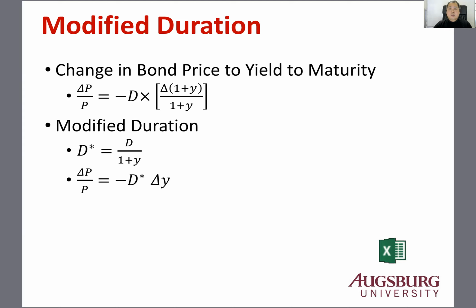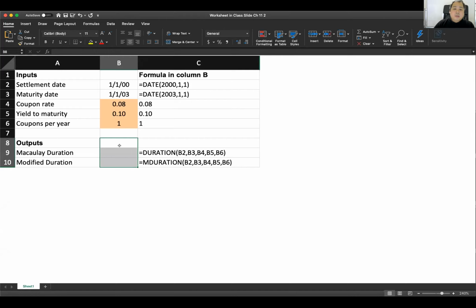So I'm going to show the spreadsheet. Here, now we have a little easier function for duration. For the bond's duration, the settlement date, this is 3 years, so we can easily formulate the 3 years from 2000 to 2003. You don't have to do it this way, but this is probably the easiest. This is a 3 year, 8% coupon, 10% yield bond. Coupon per year is 1.